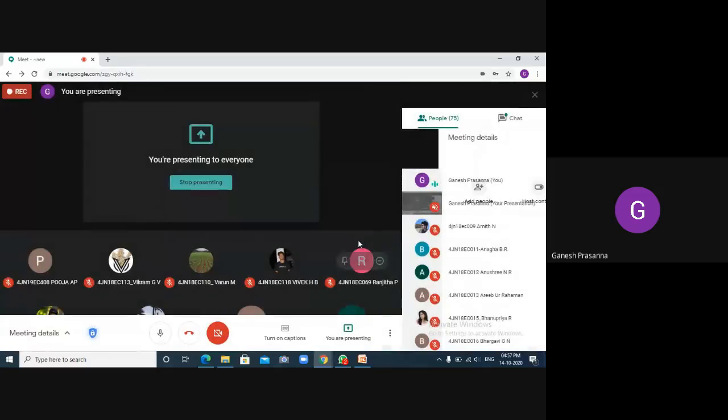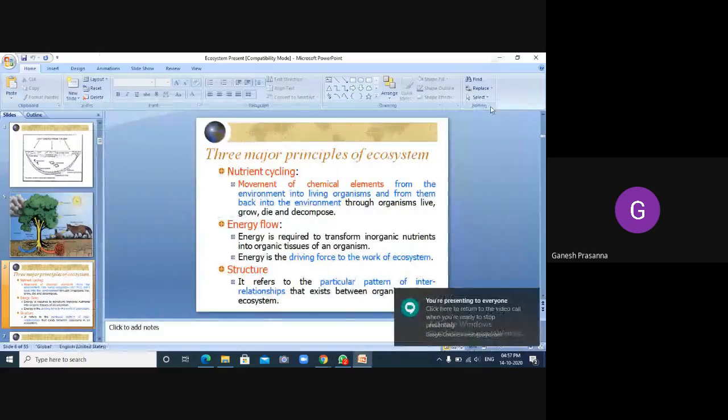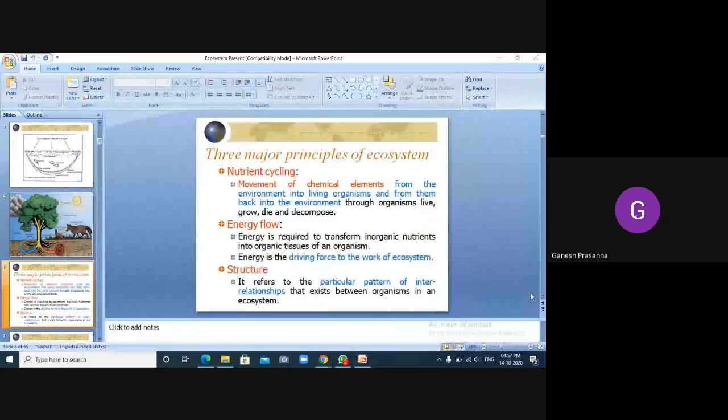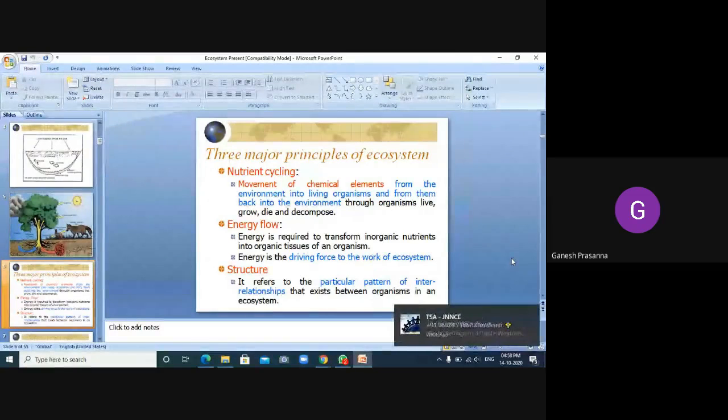Energy flow means energy is required to transform the inorganic nutrients into organic tissues. See, there are a lot of inorganic nitrogen, inorganic carbon, inorganic sulfur, inorganic iron, inorganic magnesium. All these are inorganic in nature. They are converted into organic nutrients by the organisms. So this is how the energy plays a very important role. The energy becomes a driving force for the ecosystem.